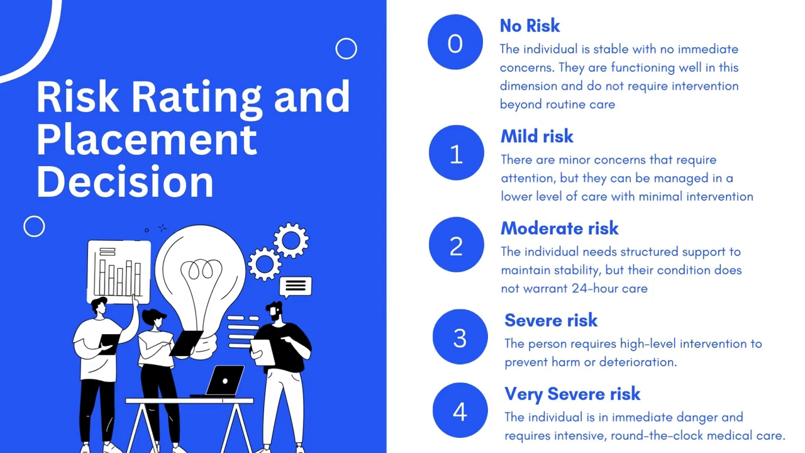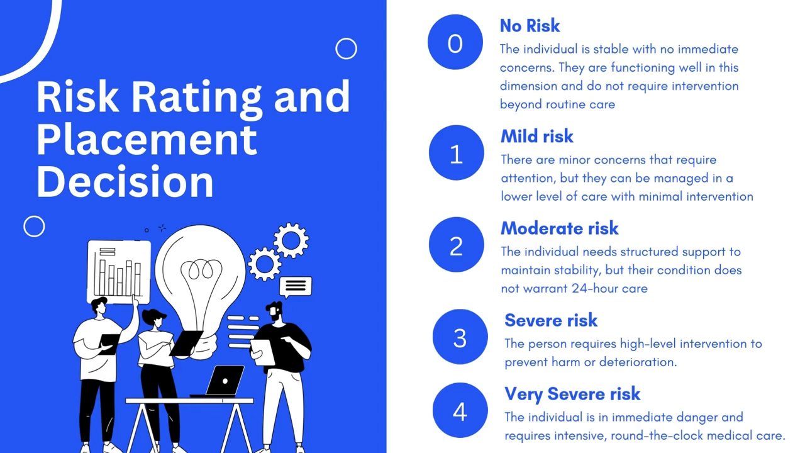3 would be severe risk. The person requires a high level of intervention to prevent harm or deterioration. Without residential treatment or medically monitored care, the risk of relapse, medical complications, or emotional distress is significant. So an example of this would be somebody with unstable mental health conditions, frequent relapses, or severe withdrawal risks that require residential treatment. So think level 3.5 or level 3.7.